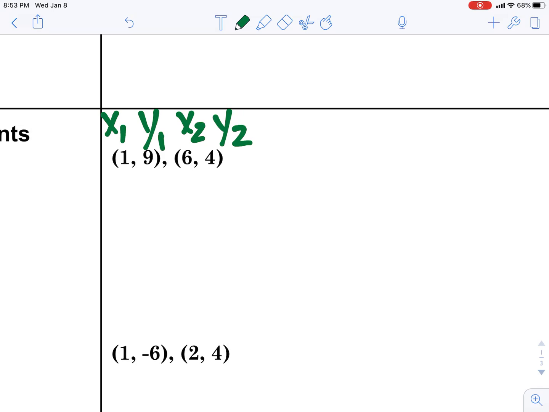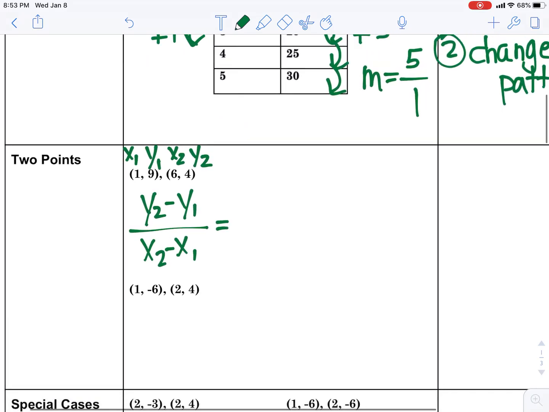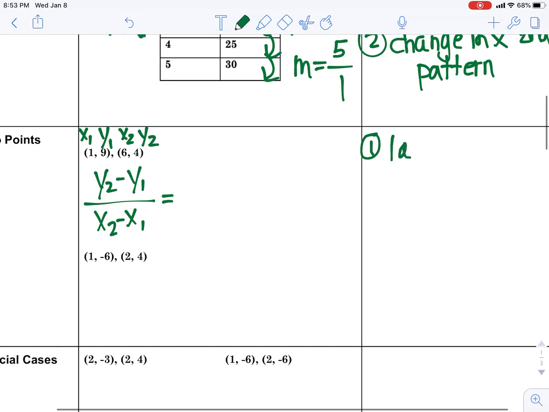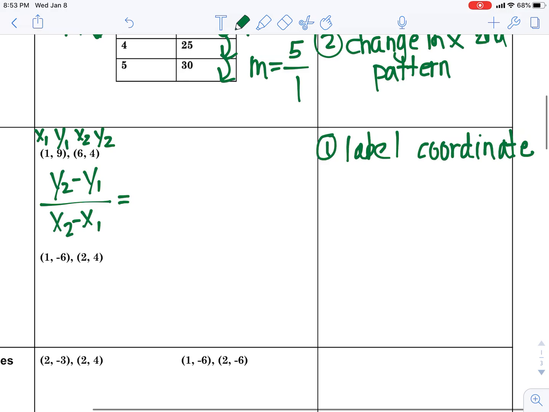So writing in that, remember it's y2 minus y1 because our y is always on top with slope, x2 minus x1. So the first thing you're going to do is label your coordinates. Makes it so much easier to determine which one is what when you put it into that little setup. Label coordinates. Okay, step 2 would be to put your y values in.